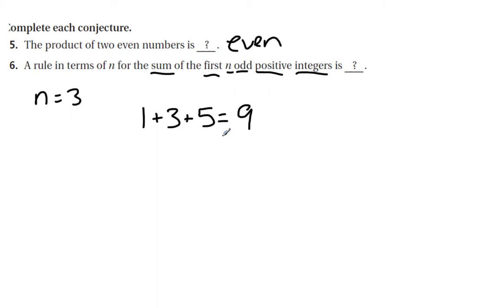And this on its own doesn't really tell us a whole lot. So what we do is we go, let's look at our next one. So let's say n equals 4, right? So this is going to be the first 4 odd numbers added up.